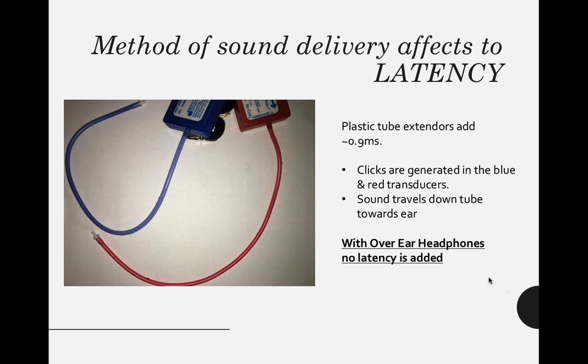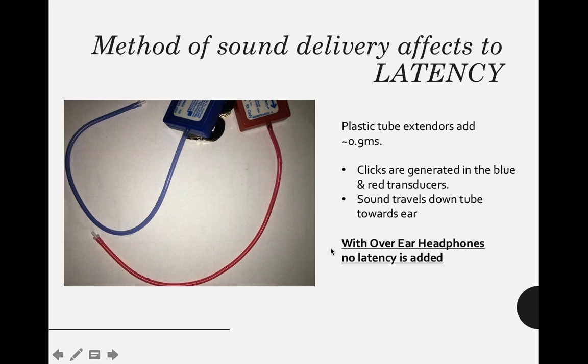So one important note is that when we're using these earphones, these ear inserts, this plastic tubing adds time. It adds about 1 millisecond or 0.9 milliseconds. So the sound is being generated in these boxes, and then the sound has to travel all the way down into the earpiece, into the ear, and through the ear to the nerve. And that whole thing can take about 2 to 2.5 milliseconds.